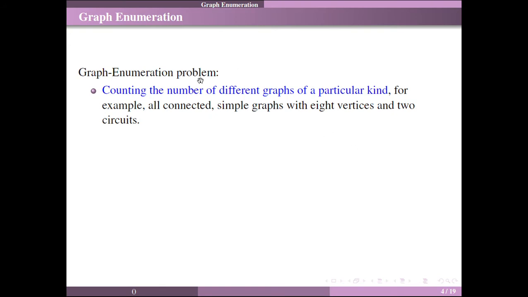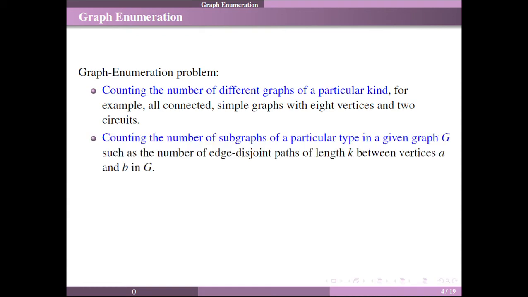Graph enumeration problems can be broadly classified into two categories. First is counting the number of different graphs of a particular kind, for example, counting all connected simple graphs with 8 vertices and 2 circuits. Second is counting the number of subgraphs of a particular type in a given graph G, for example, counting the number of edge disjoint paths of length k between any two distinct vertices in G. We will be dealing with category 1.